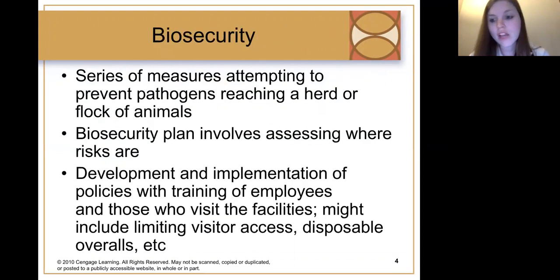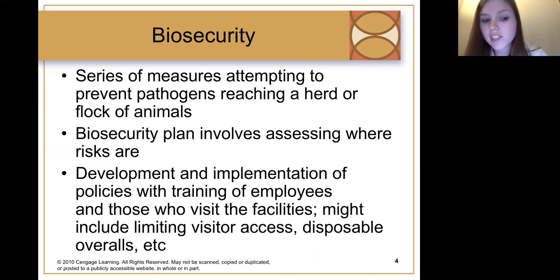Biosecurity is a really important step that we spent quite a bit of time on, explaining what that is and why it's important. Biosecurity is a series of measures that attempts to prevent pathogens from reaching a herd or a flock of animals. It's really important because a lot of diseases can be prevented just by having good biosecurity measures in place. So understand what biosecurity is and why it's important.